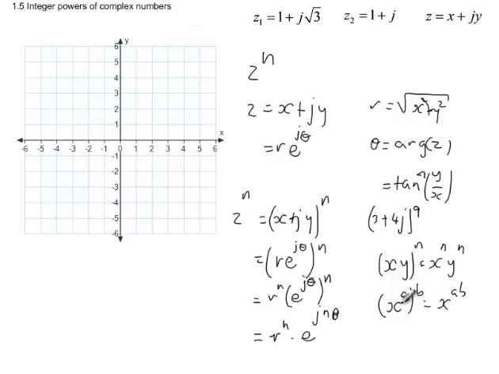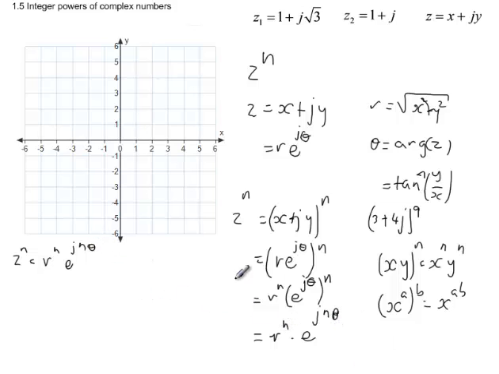All together. Now let's look at this. This z to the power n is now equal to r to the power n. Notice that this is a real number. r is a positive real number. To the power n, we've got a positive real number there. Then we've got e to the power j n theta.